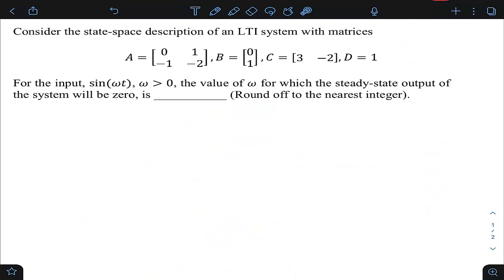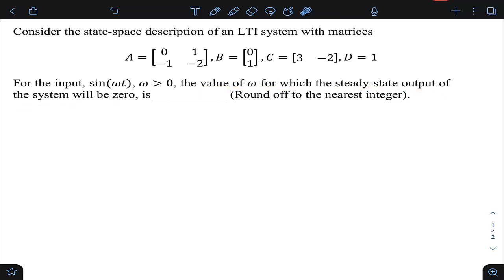This question was asked in GATE 2023 of electrical. This is from the control systems subject, from state space analysis and frequency response concepts. The question is: consider the state space description of an LTI system with matrices A, B, C, D. For the input sine omega t for omega greater than 0, the value of omega for which the steady state output of the system will be 0 is how much?